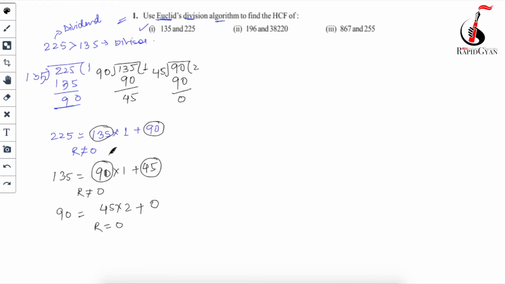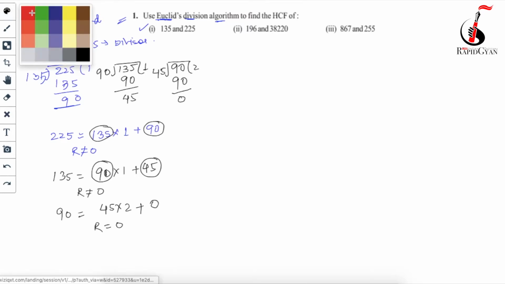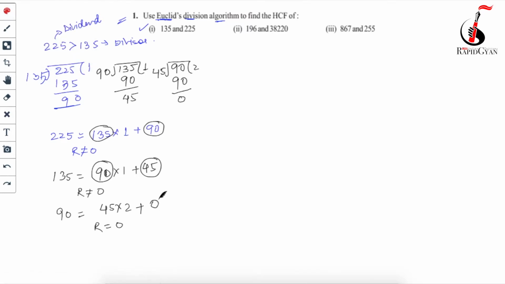As I have told you in my previous lecture, if your remainder is 0, at that time the value of divisor will become your HCF. So here I can write that HCF of 225, 135 is 45. That's your answer.